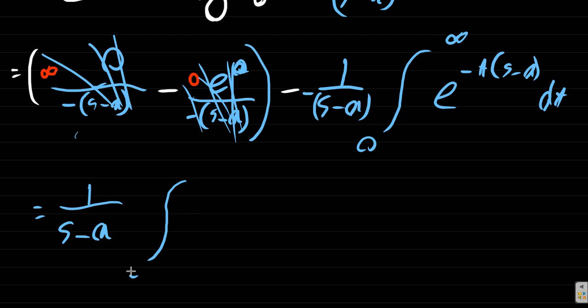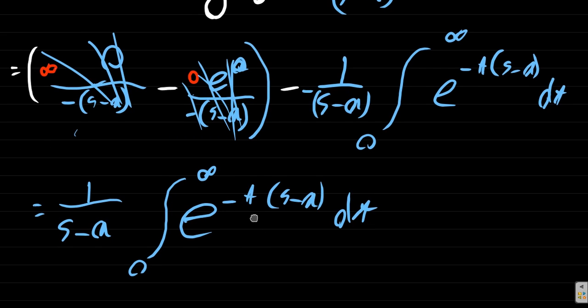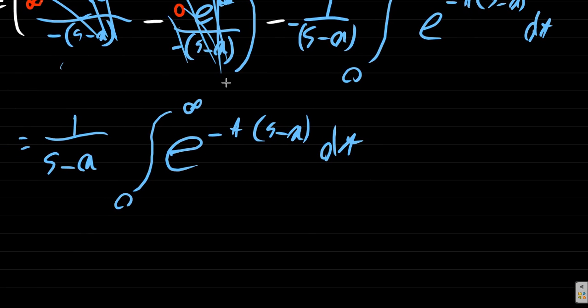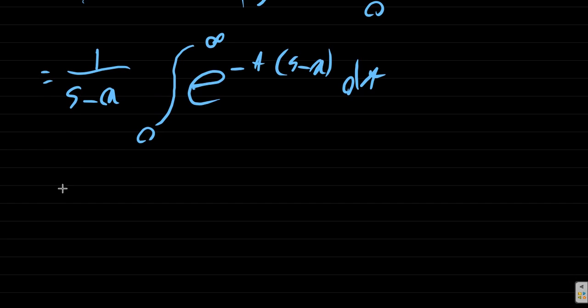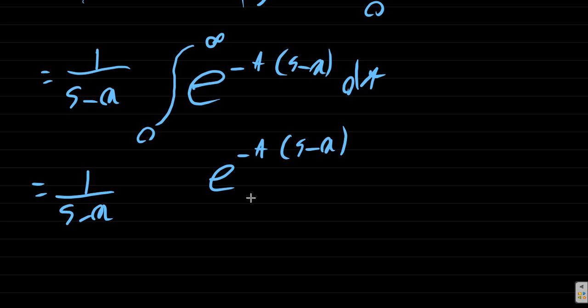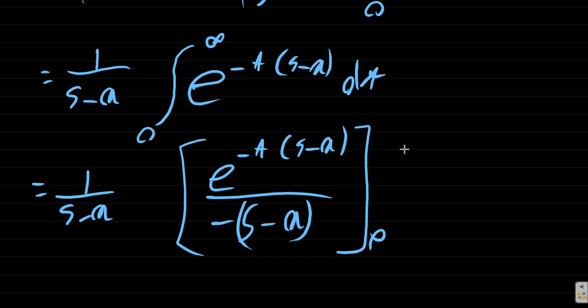The integral from 0 to infinity of e to the negative t s minus a dt. Alright, so let's carry out this integration and see what happens. This is equal to 1 over s minus a times, this integral will become e to the negative t s minus a over negative s minus a. Alright? We're going from 0 to infinity.